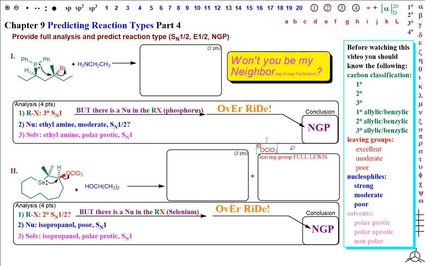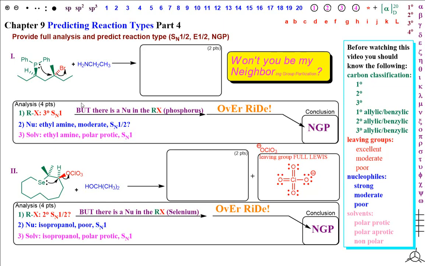Leaving group is here. That is the perchlorate ion. If you condensed it down, it would be ClO4 negative. And that looks like this structure right here with a full Lewis structure. It's the conjugate base of perchloric acid. Conjugate base of any strong acid, excellent leaving group.